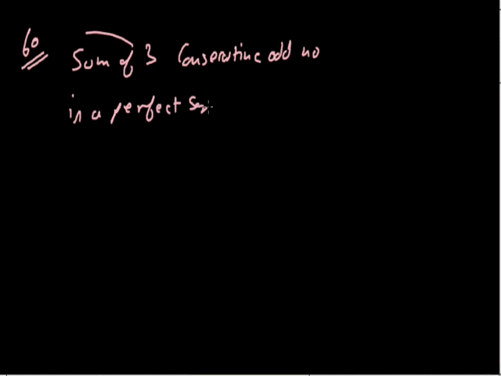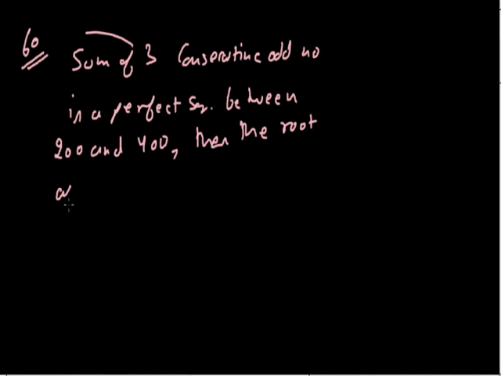In question number 60 it is given that the sum of three consecutive odd numbers is a perfect square between 200 and 400. Then the root of this sum is?